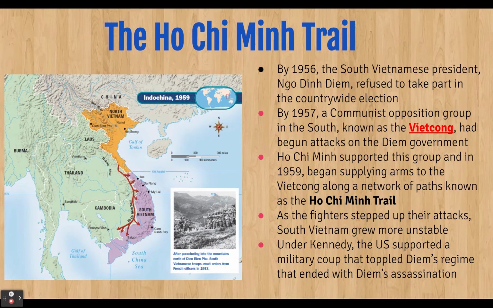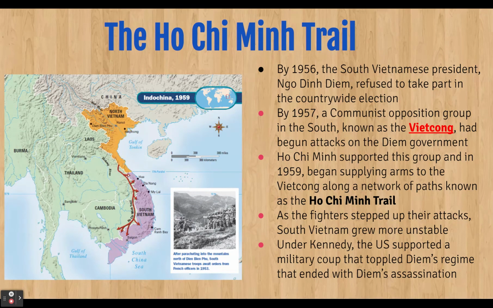By 1957, a communist opposition group in the South, known as the Viet Cong, had begun attacks on Diem's government. Ho Chi Minh supported this group. In 1959, he began supplying arms to the Viet Cong along a network of paths known as the Ho Chi Minh Trail.